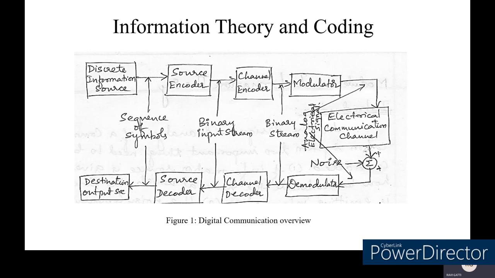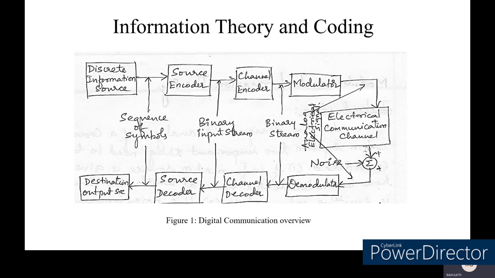In order to do that, we will be using two important coding schemes in information theory and coding, which we call the source encoder and the channel encoder. In the source encoder, the input is a sequence of symbols generated from the source, and the output of this source encoder is a binary input stream. So basically the source encoder is an entity which will convert source symbols into a binary input stream.